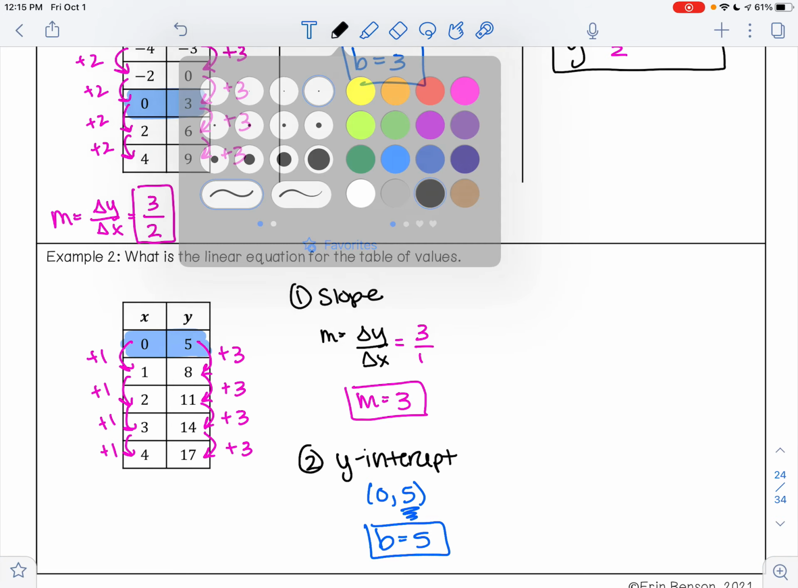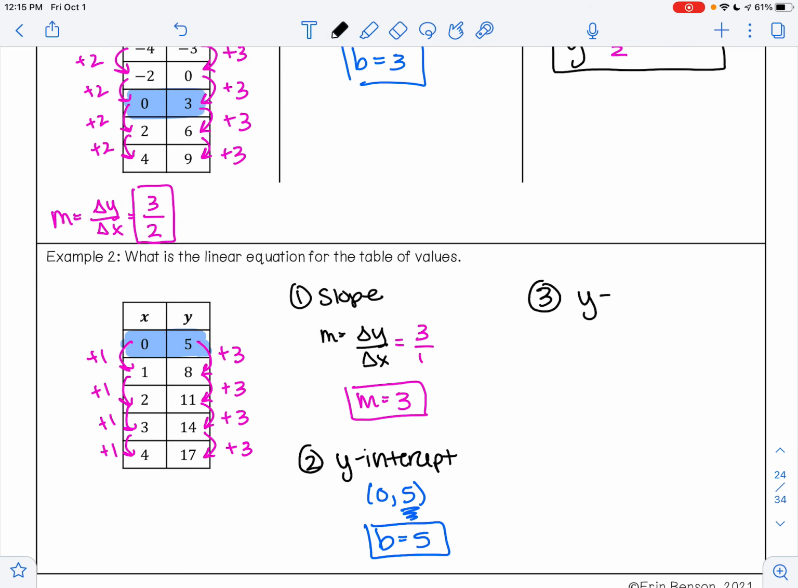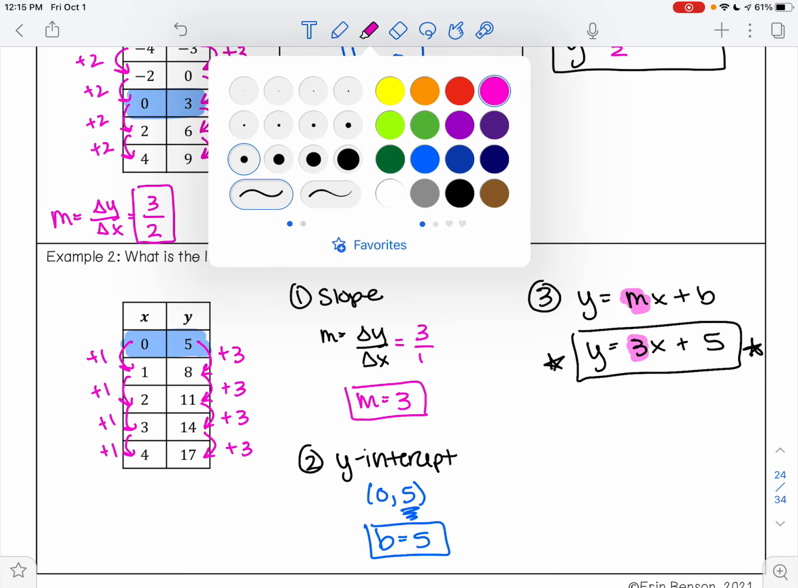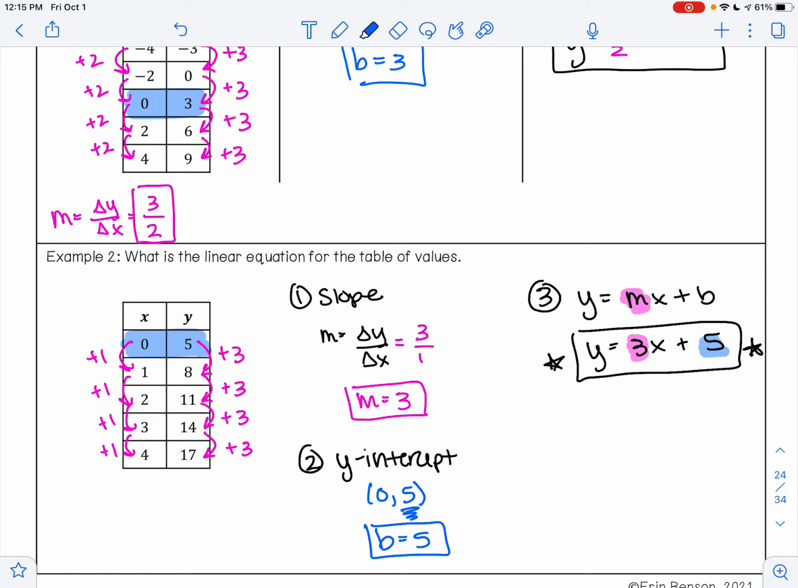So now I can write my equation of my line in slope-intercept form. I'm going to replace m with 3 and b with 5. So my equation is y equals 3x plus 5. The 3 was my slope, and the y-intercept, 5, was b.